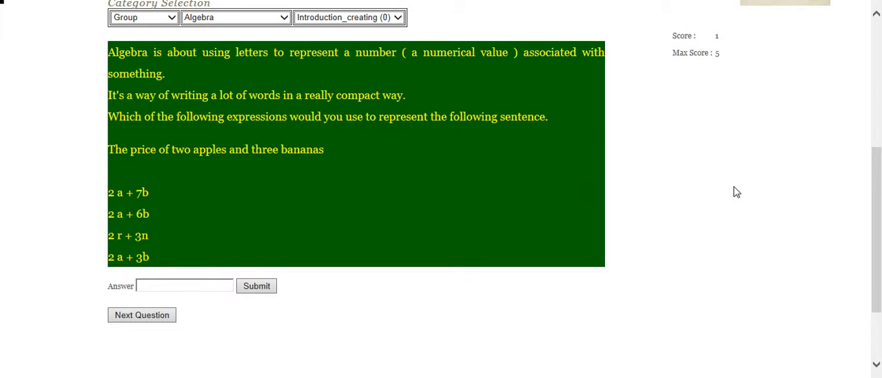Okay, so today I want to have a look at algebra. Now, algebra is about using letters to represent some number, usually a numeric value associated with something else. Okay, and it's a way of writing a lot of words in a really compact way. For example, the price of 2 apples and 3 bananas in this question.